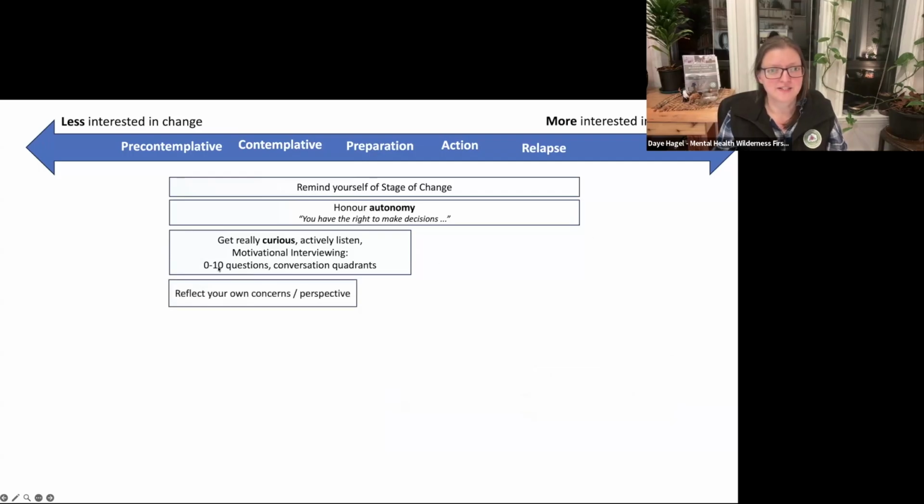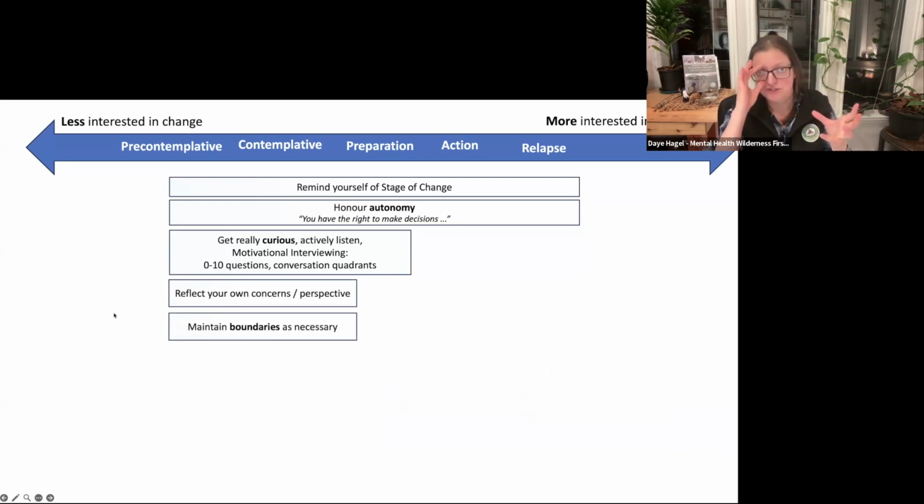Okay, a couple more ideas. When people are less interested in change, you can reflect your own concerns and your own perspective. Okay, so, what I see is this, or what I'm concerned about is this. You're going to maintain boundaries around what you can and can't support in the field. And for those of you who were here last week, we talked about different ways of offering boundaries. We talked about a gentle boundaries model.